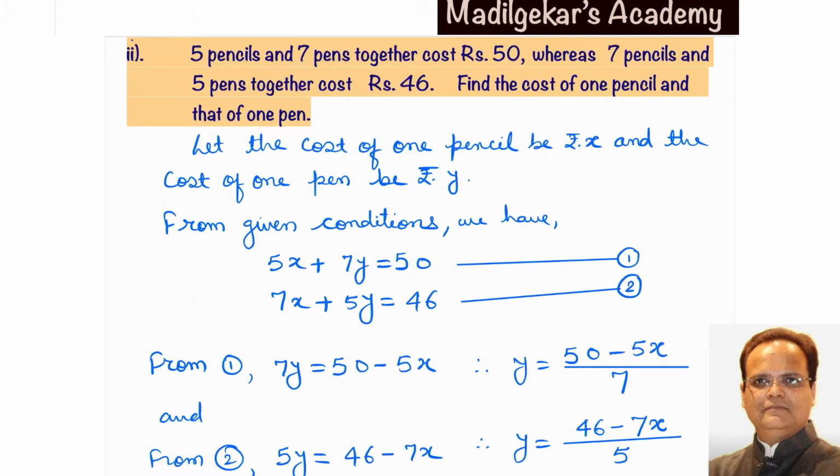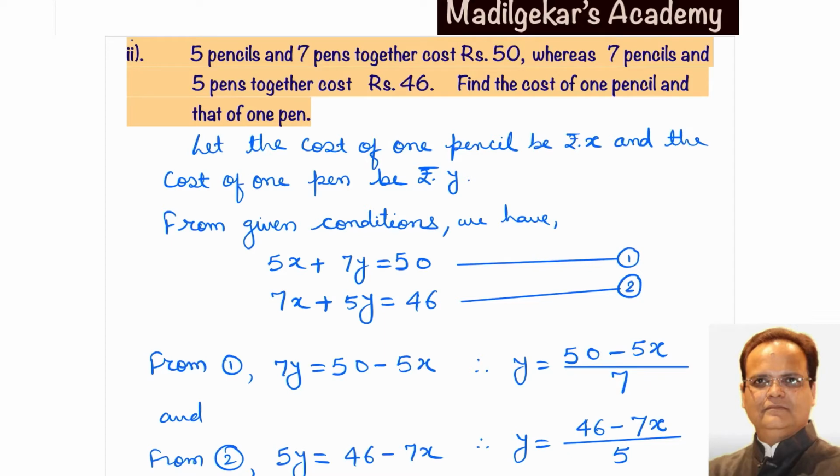Now come to the second bit. In this it is given that 5 pencils and 7 pens together cost rupees 50, whereas 7 pencils and 5 pens together cost rupees 46. Find the cost of 1 pencil and 1 pen. Let the cost of 1 pencil be rupees x and the cost of 1 pen be rupees y. From the given conditions, we have 5x plus 7y equals 50.